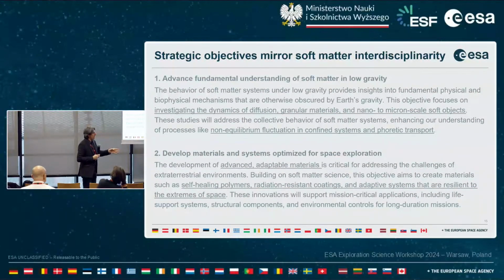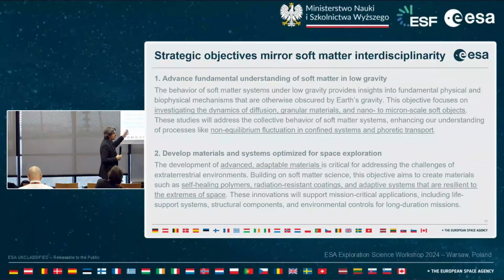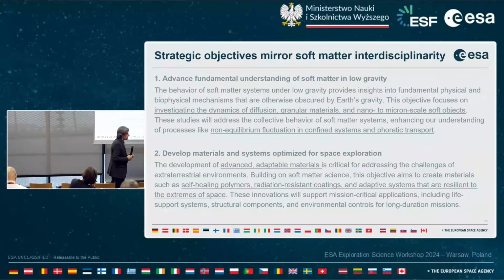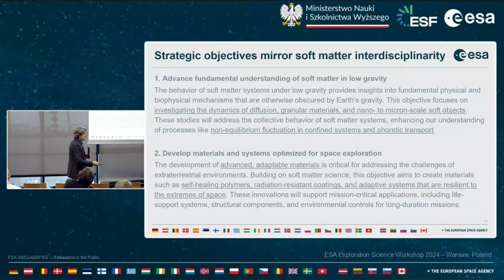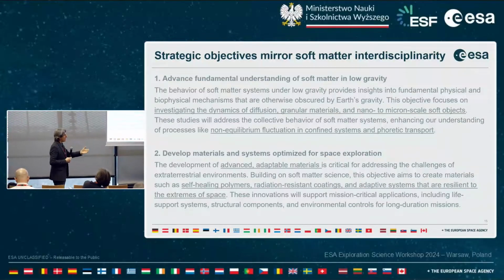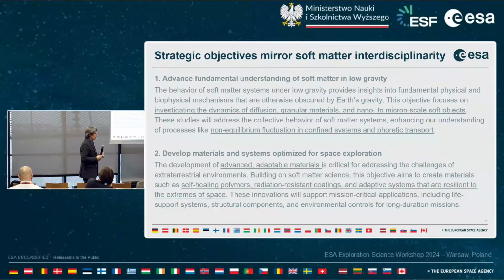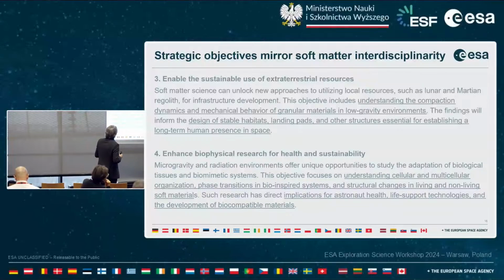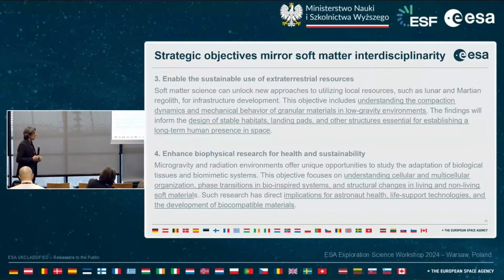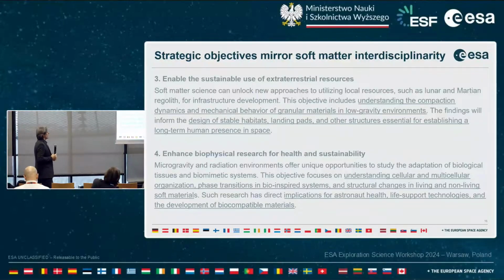This is something that we have very clear in mind: if these things are going to be useful, this needs to be there. They need to be useful also for space exploration. Resilient, radiation-resilient materials, and so on and so on. The third one is to enable a sustainable use of extraterrestrial resources, and in particular, how do we think we're going to establish a long-term human presence in space?